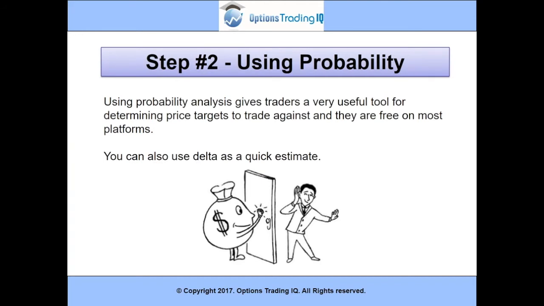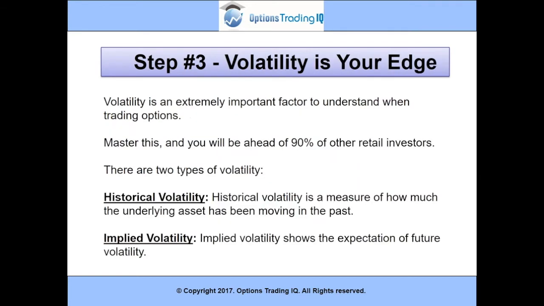So using probability analysis gives traders a very useful tool for determining prices to trade against, and they are free on most platforms, okay? Now you can also use delta as a quick estimate, and I'm going to get into Greeks in a lot of detail, particularly in session number 2, and I'll touch on them briefly today. But delta can be used as a little bit of an estimate of probability. It's not perfect, it's not exact, but it's a good estimate.